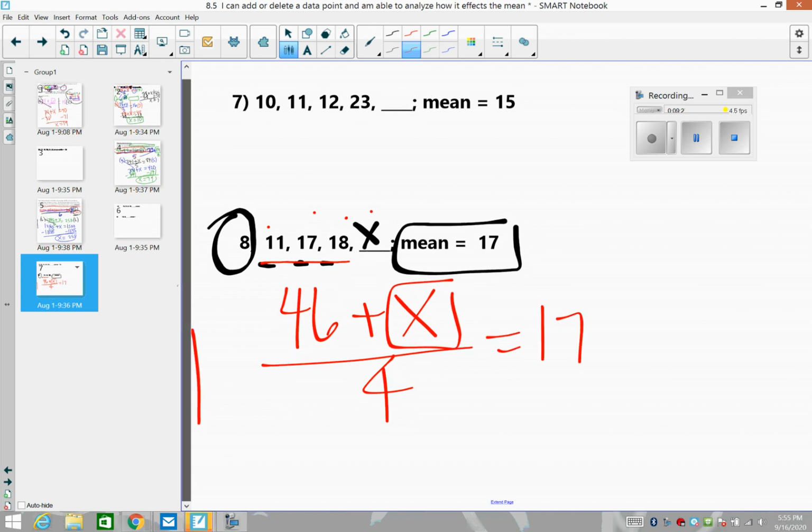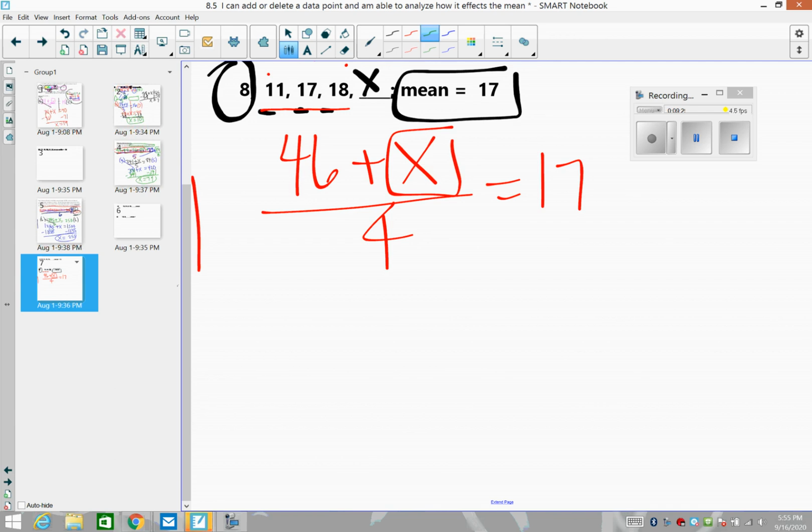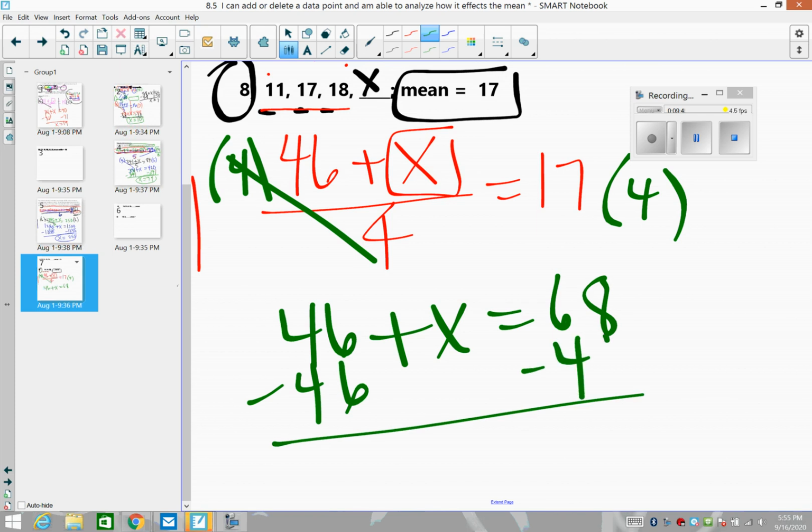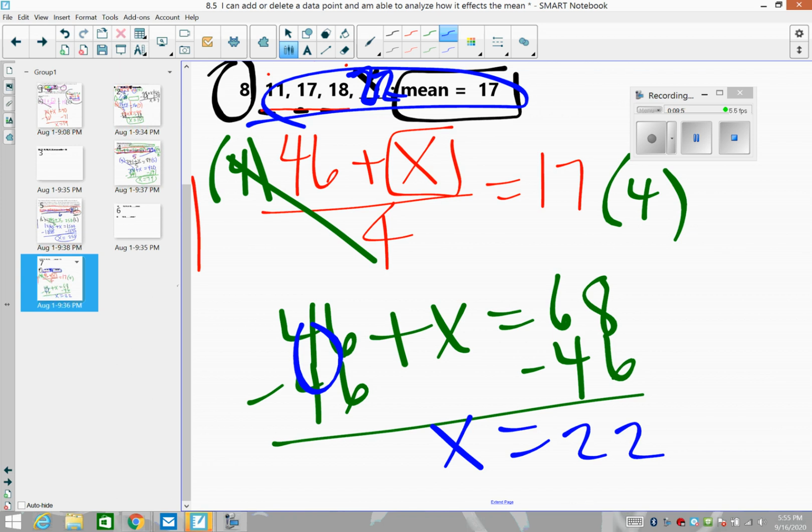Now we're going to multiply by 4, copy, paste. So we get 46 plus x is equal to 17 times 4, which is 68. So we're going to subtract 46, copy, paste. So we get x is equal to 22. So we believe that the next test has to be a 22 in order to get the average to work out to 17. Hopefully you nailed it, but that's how we would adjust the mean by adjusting a data point.